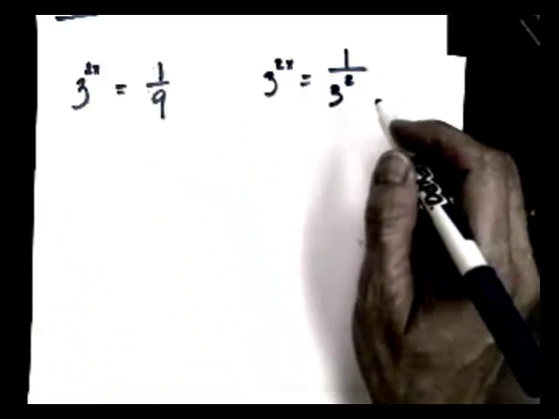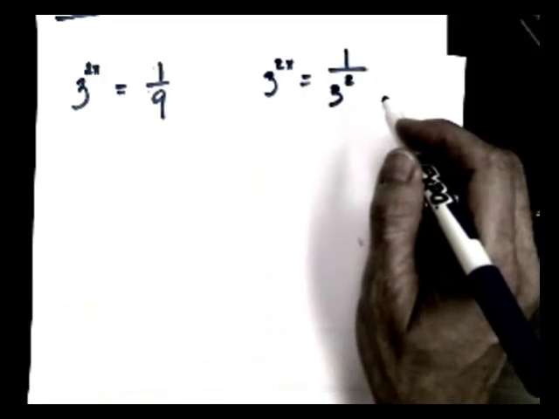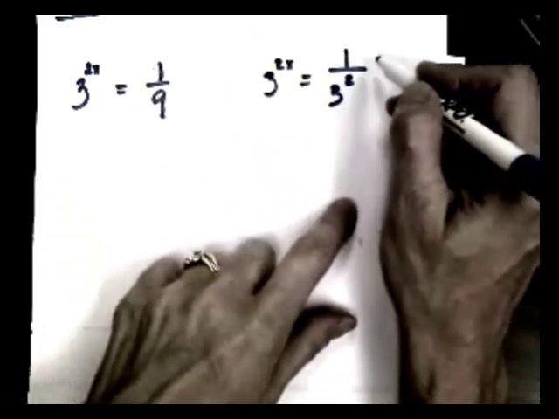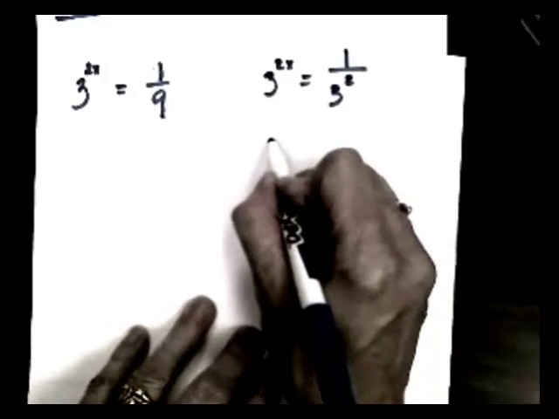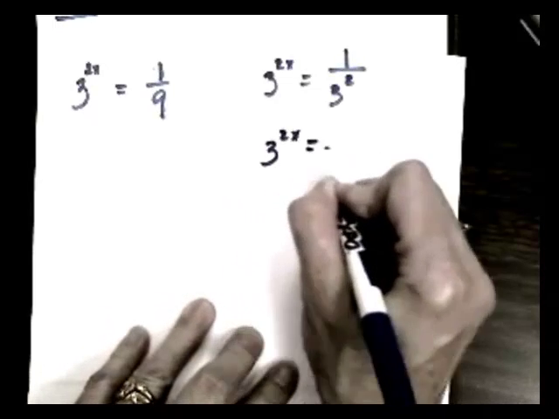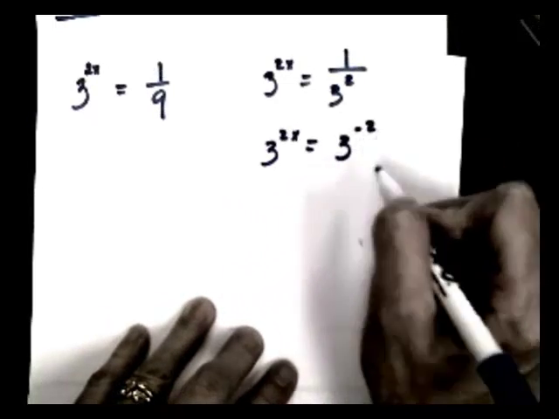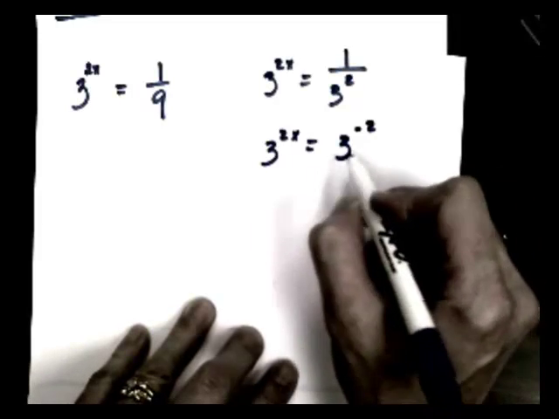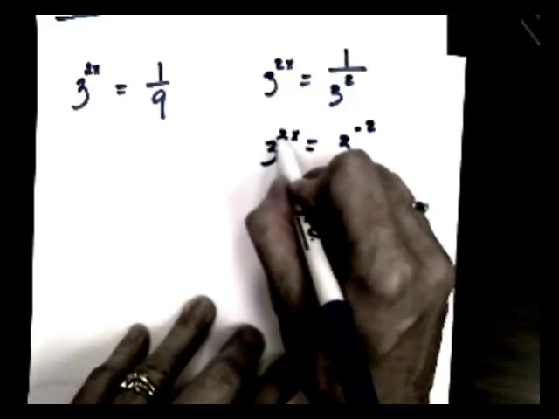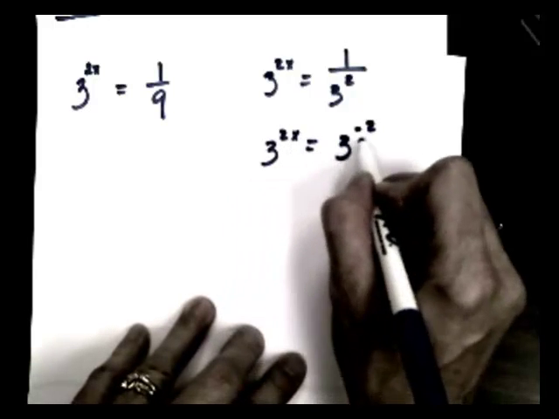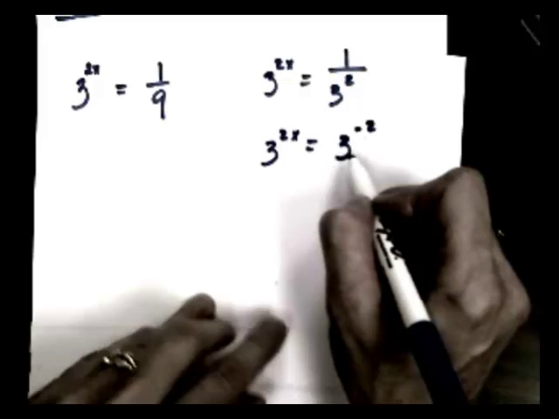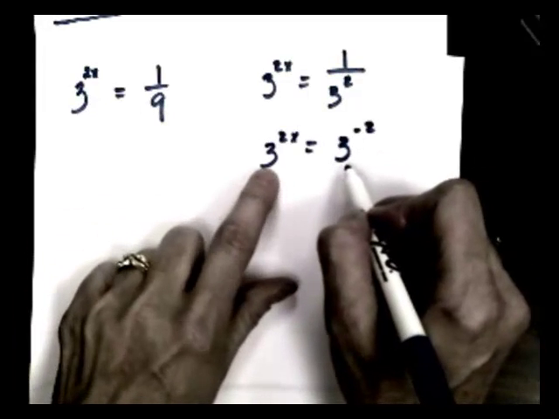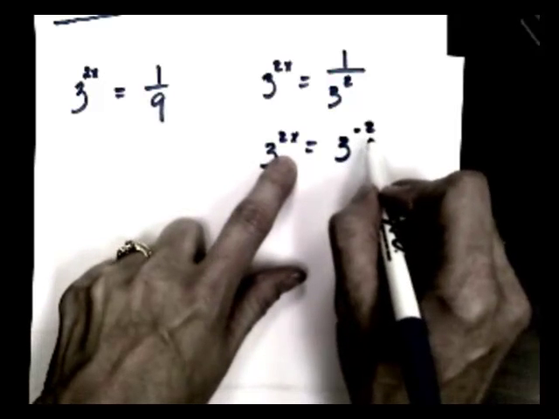Remember that when you invert or take the reciprocal of a fraction, you change the exponent. So if I invert this and make it 3 squared over 1, then it becomes 3 to the negative 2. You can put the 1 underneath it if you'd like to, but remember that can be left off. So now I have 3 to the 2x equals 3 to the negative 2. I've rewritten my problem so that I have the same base on both sides. So if my bases are equal, then my exponents must be equal.